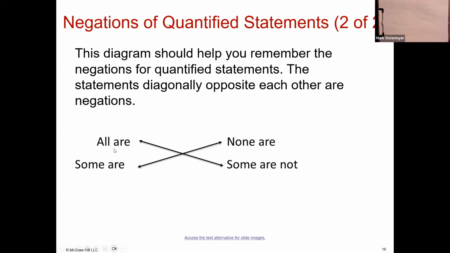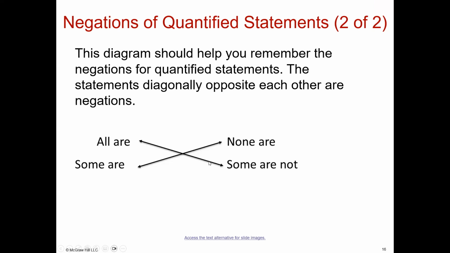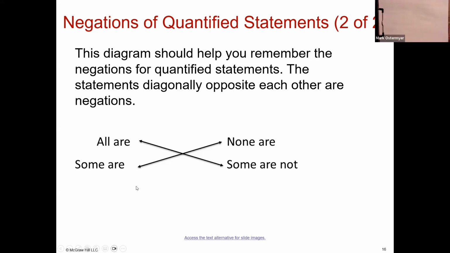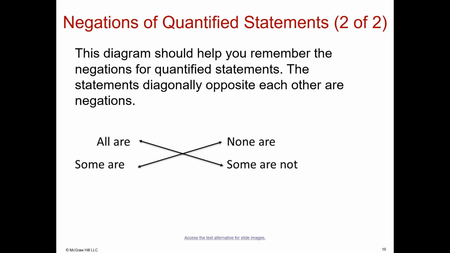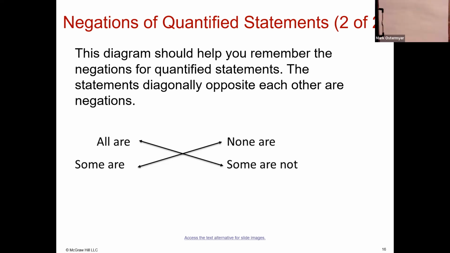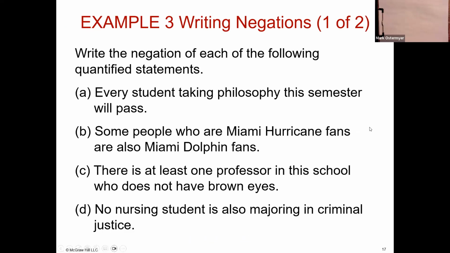So the negation of saying all are is to say what? Some are not. Those are negations of each other. All are and some are not. Some are, if it's negated, would mean what? None are. So it's just a matter of getting familiar with these words, these quantifiers. With practice, it'll start to sit in your mind better.